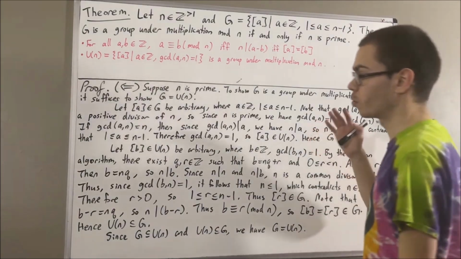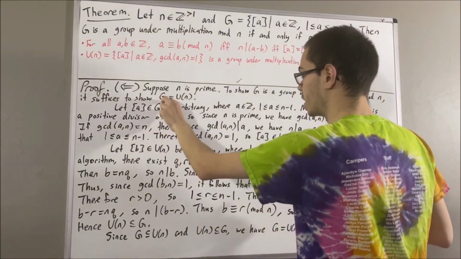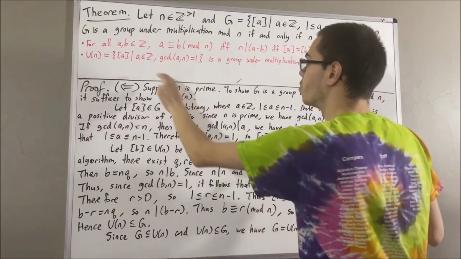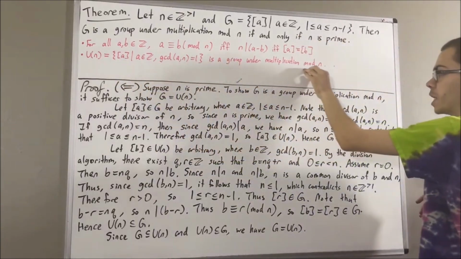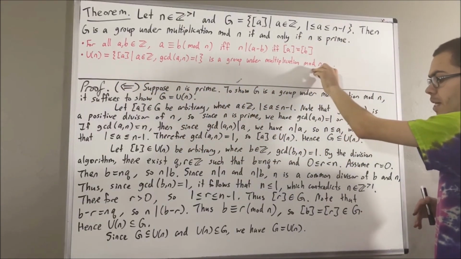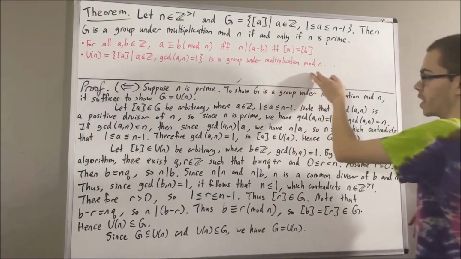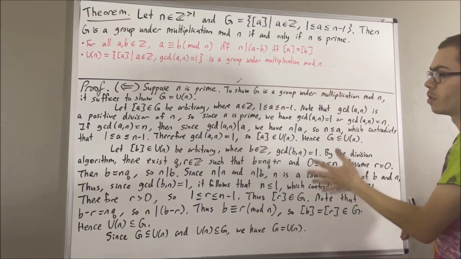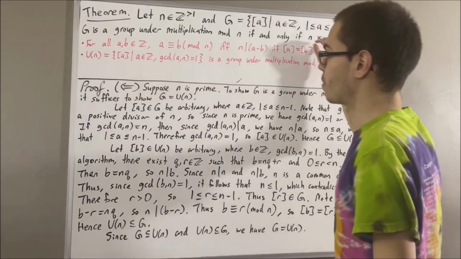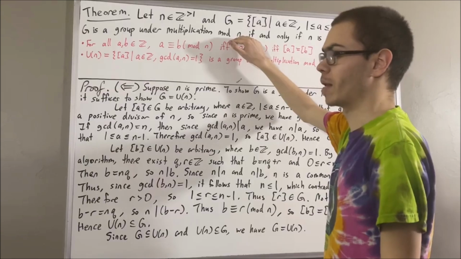And from earlier, the reason why we said it suffices to show G is equal to U(n) is because we know that U(n) is a group under multiplication modulo n. And now that we know G is equal to U(n), that tells us G is a group under multiplication modulo n. So this proves if n is prime, then G is a group under multiplication modulo n.